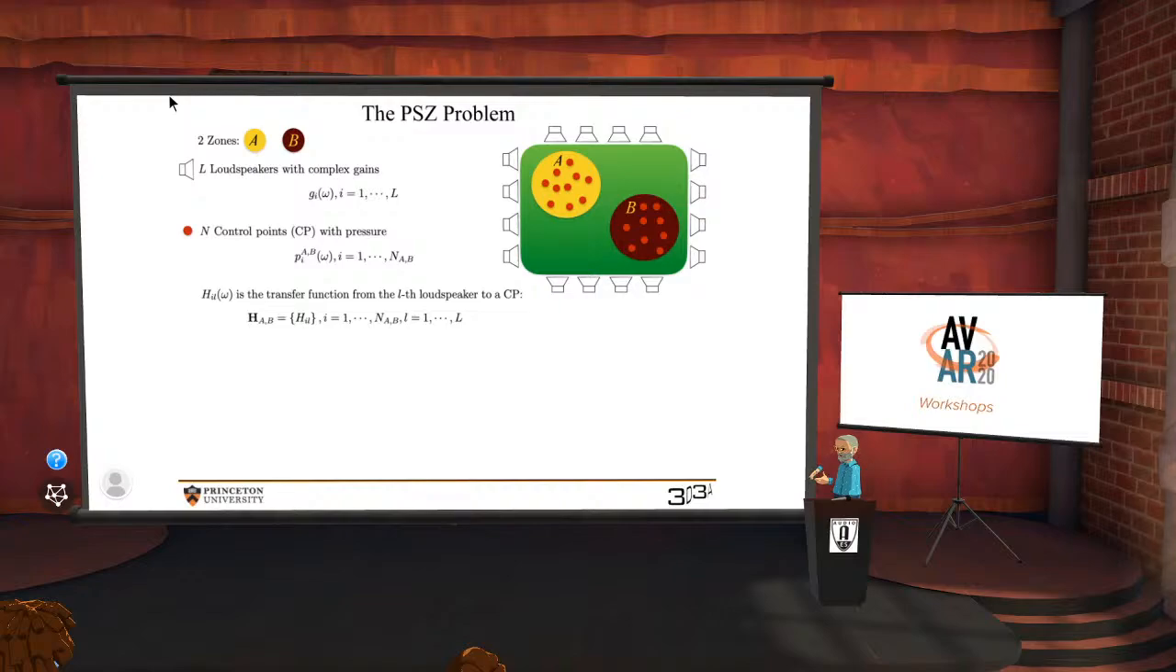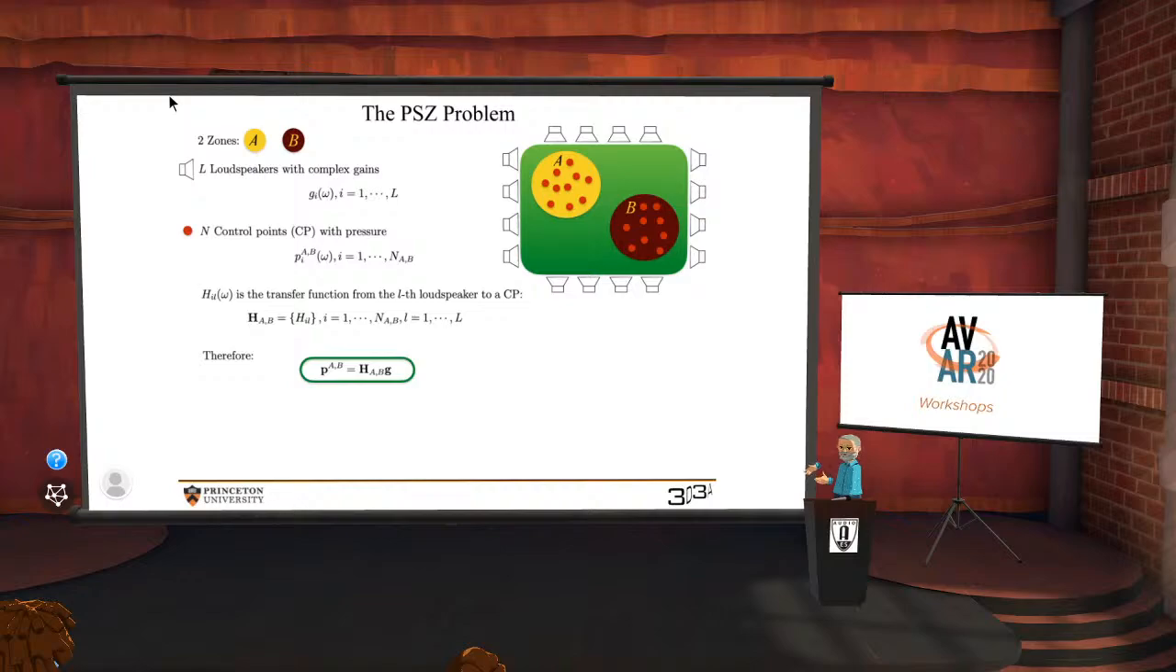So in other words, it's a one-to-one relationship between each of these 2 vectors, and you end up with a matrix. We call it capital H sub A, B to denote the 2 zones, and I goes between 1 and N sub A or B, and L goes between 1 and L speakers. So this is a matrix. These are 2 vectors. Good. So by this definition, the transfer function is what maps the gain vectors into pressures.